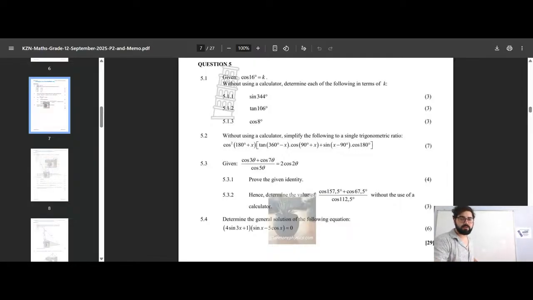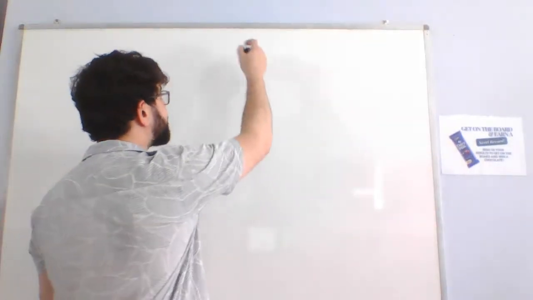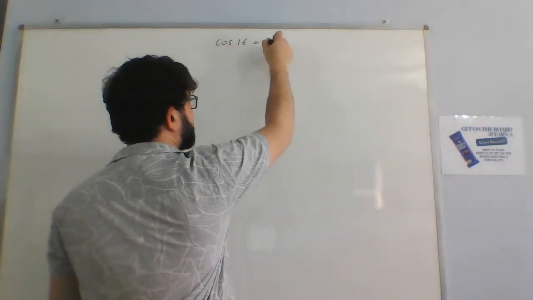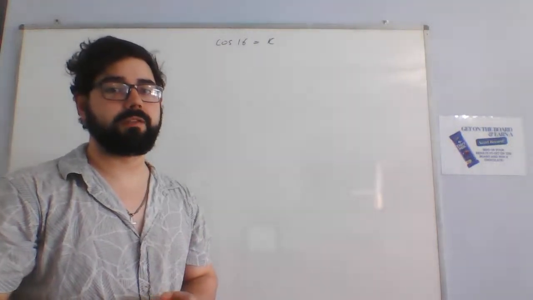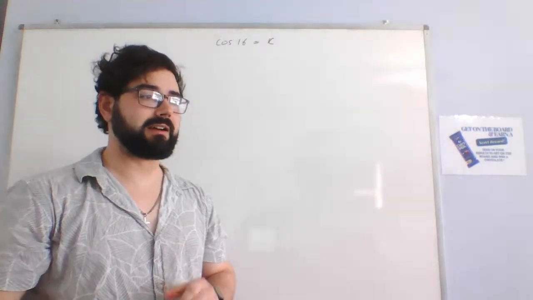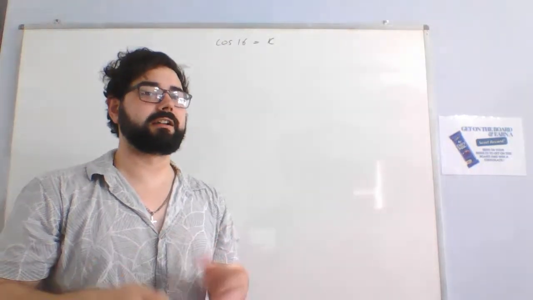The first question that we're looking at there is: given cos of 16 equals k. Now, the first thing in the trig questions, in question 5, is normally going to be a diagram question, and this is a diagram question as well. It's the lesser known diagram question.